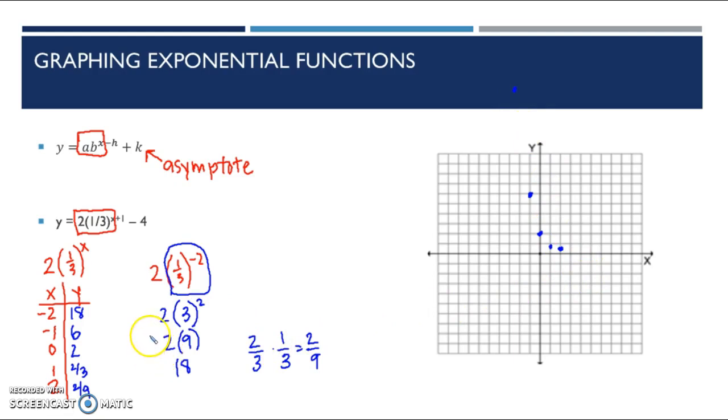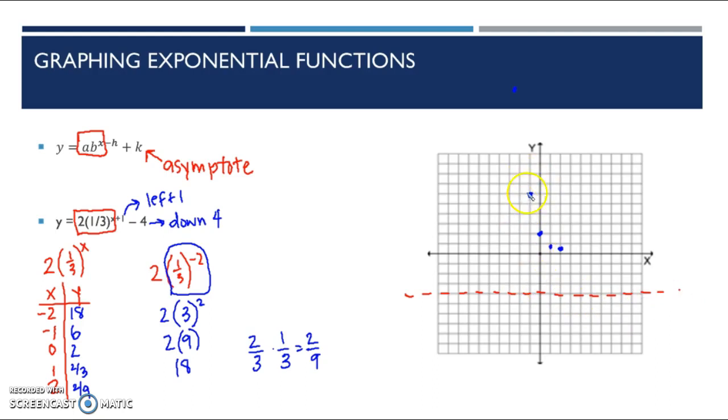But I'm not graphing my parent function, I'm graphing this function, and this plus 1 tells me that I'm going left 1, because it's really a -1. And this minus 4 tells me I'm going down 4. So I'm going to take all of my points and go left 1, down 4. And I'm also going to have an asymptote in there at -4. So if I wanted to, I could go ahead and draw in that dotted line at -4.